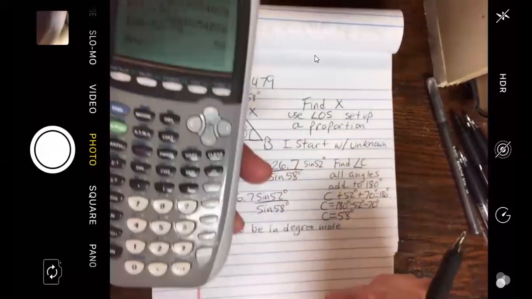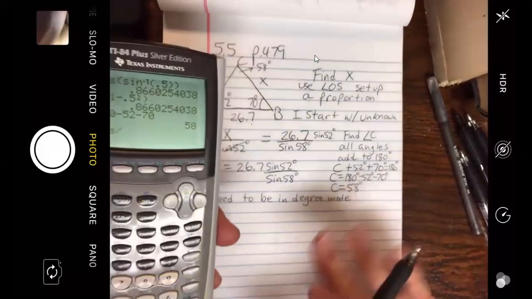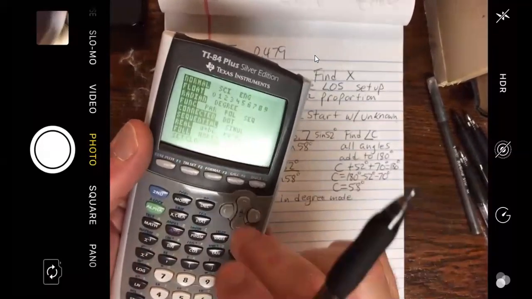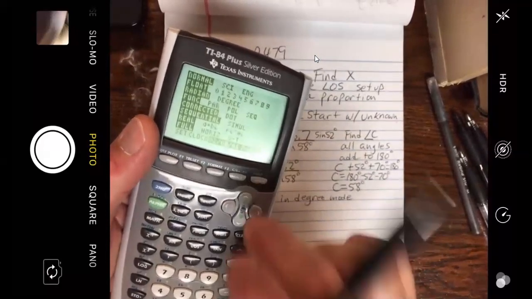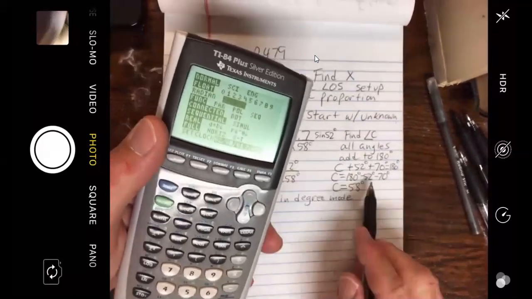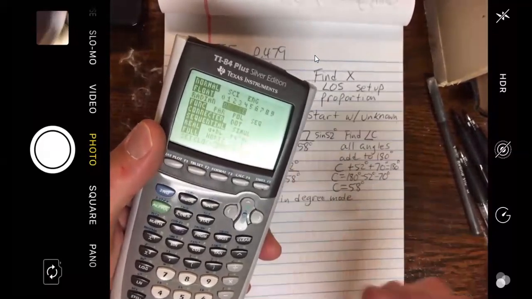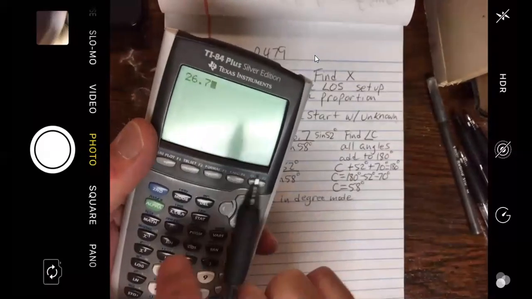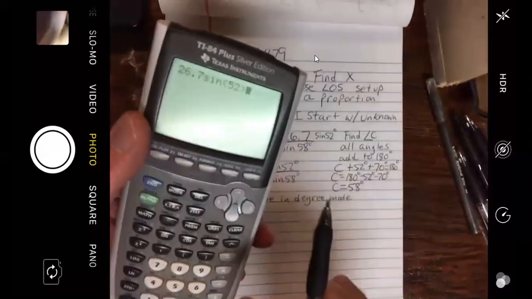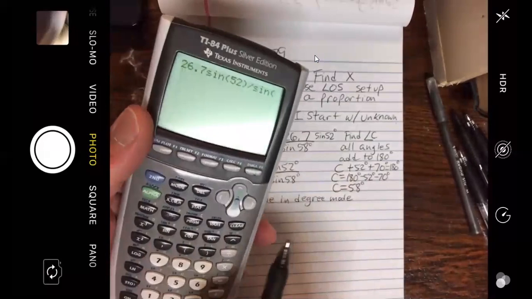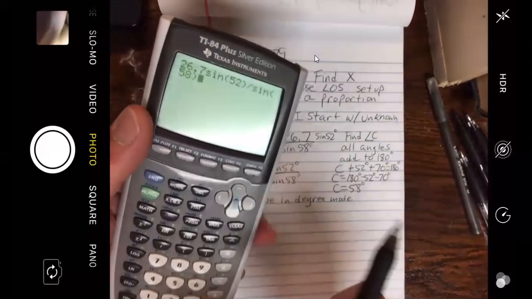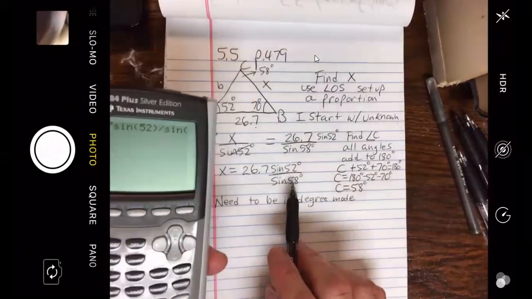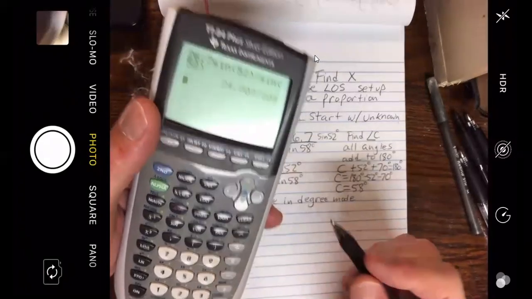Okay, so I'm going to punch it all at once. 26.7 sine of 52 over sine of 58. Just double check, I am not in degree mode. Enter. In fact, I did that calculation in radian mode. It doesn't matter. Okay, so I need 26.7 sine 52 divided by sine 58. So I punched it correctly. Enter. 24.8.